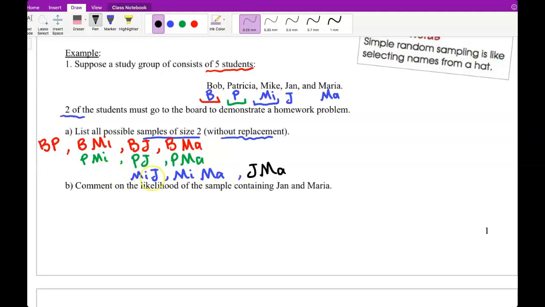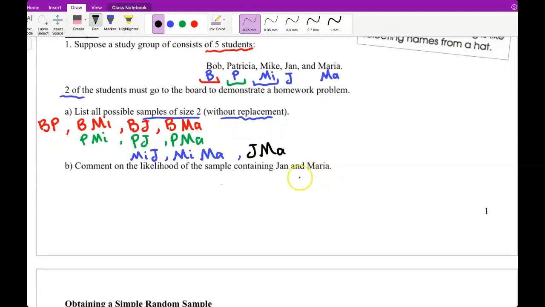And that's it. These are the list of possible samples of size 2. And how many do we have? We have 10 possible samples. On top we have 4, here 3, here 2, and that is 1. Adding all these we have 10.